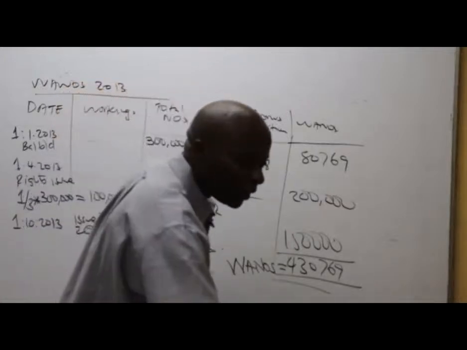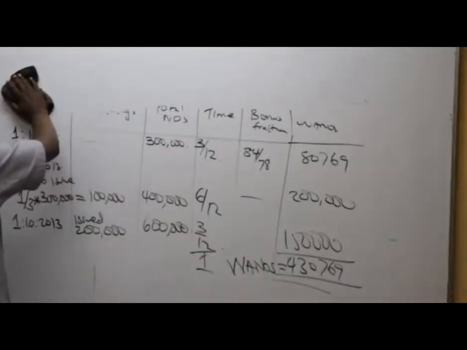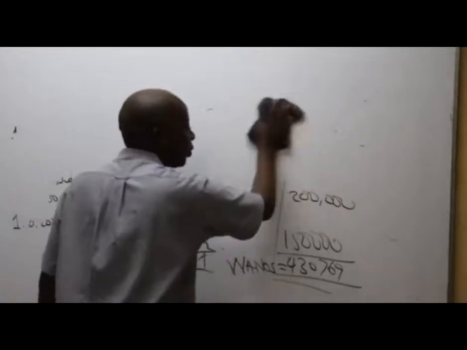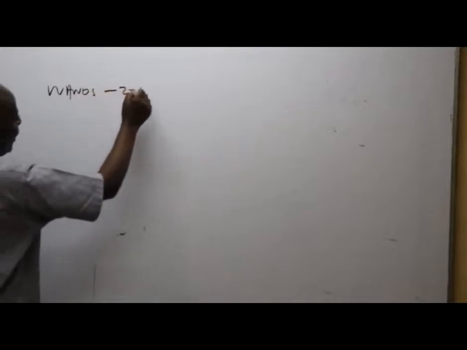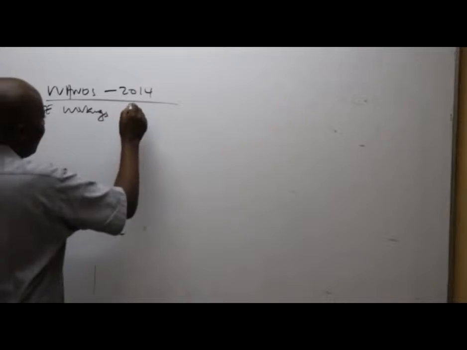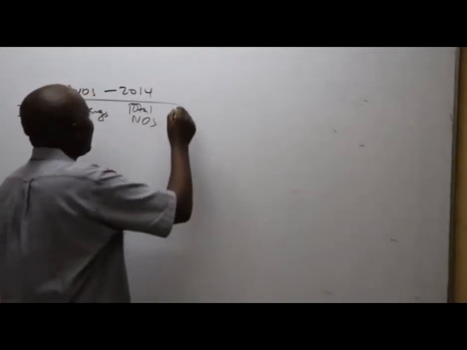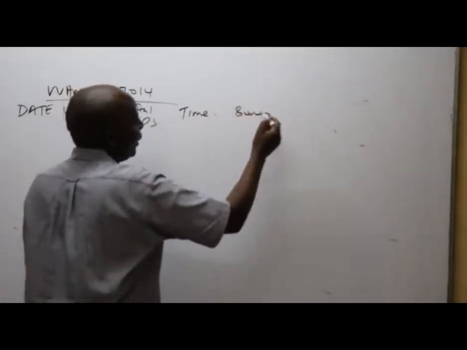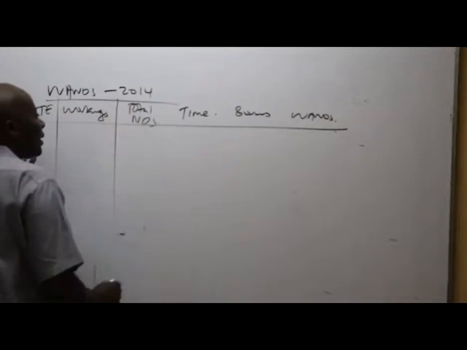Now, from there, ladies and gentlemen, I would want us to rub this out, and then we start calculating the one-nos for 2014. I like one-nos for 2014, so straightforward. Remember, we have the issue of the date, the workings like that. We have the total nos. Remember that the total nos is what we call the cumulative number of what year shares, right? So we have in this case the time, we have the bonus fraction, and then lastly, ladies and gentlemen, here we have the one-nos.